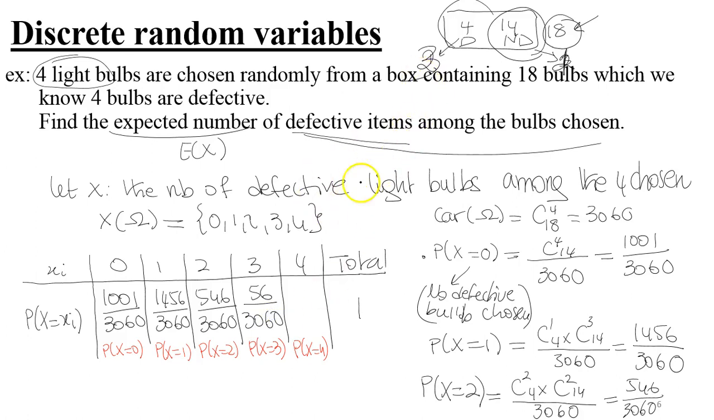And then the probability of x equals 4, it means that I have chosen my 4 bulbs out of the 4 that are defective. So that's C4 out of 4, which is 1. So that's 1 out of 3060.